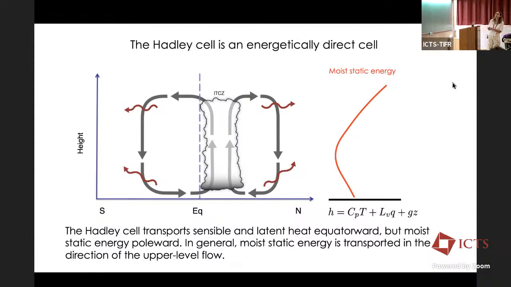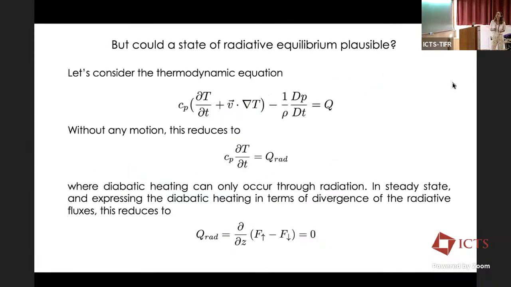In particular, moist static energy is transported in the direction of the upper level flow. So the Hadley cell is transporting sensible and latent energy towards its ascending branch, but it's transporting moist static energy away from its ascending branch. And so it's really accomplishing this poleward energy transport that is required by the energy budget.